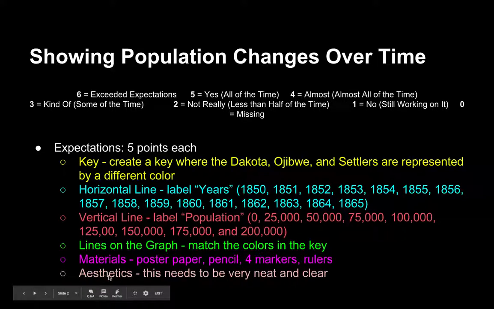Aesthetics, that means what things look like. This needs to be very neat and clear. It's a graph, it's a line graph. It needs to be as clear as writing so that anybody looking at it can understand exactly what it says. So 5, 10, 15, 20, 25, 30 points right there using this scale. And these are the criteria that you need to go by.